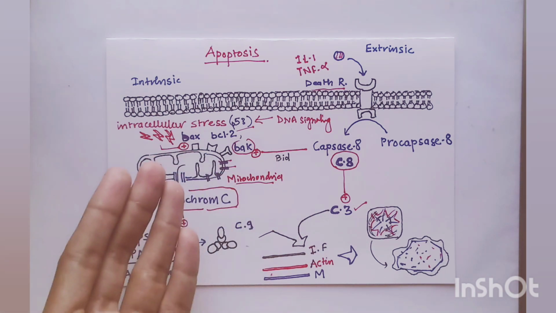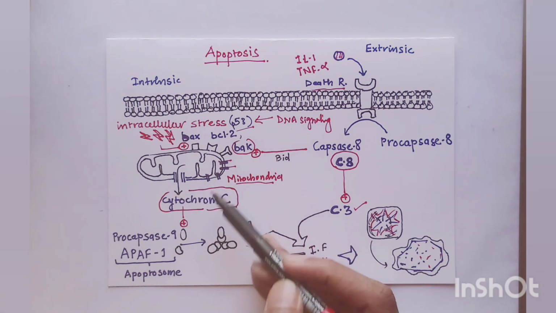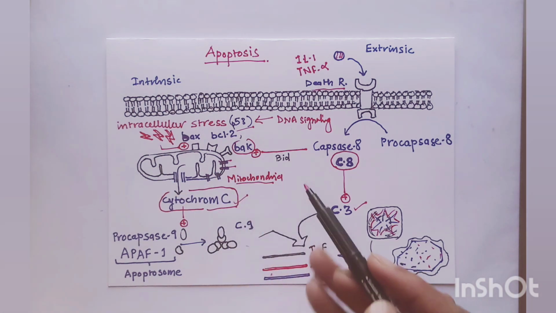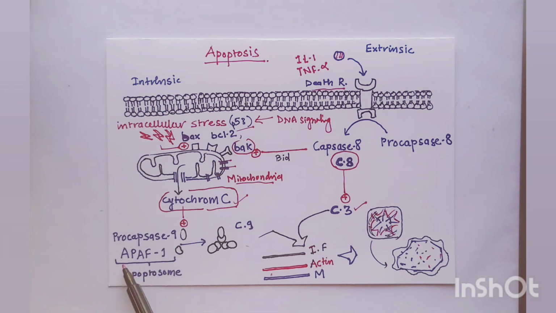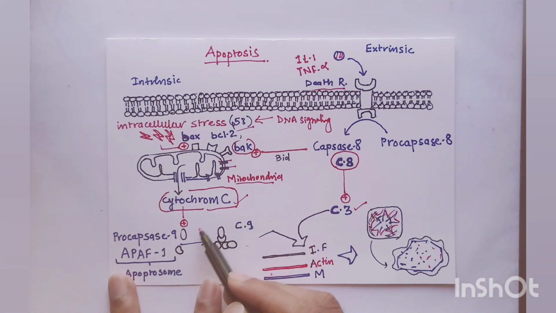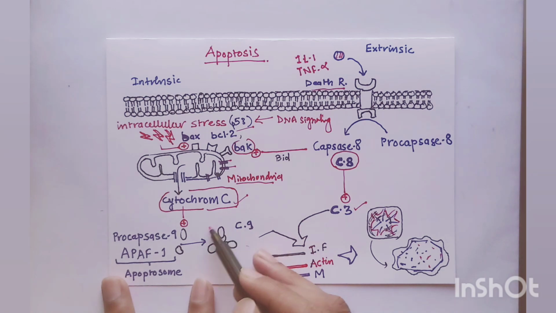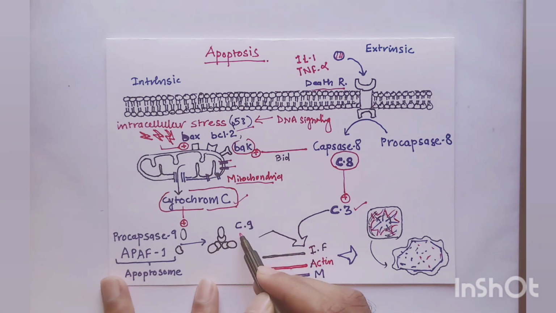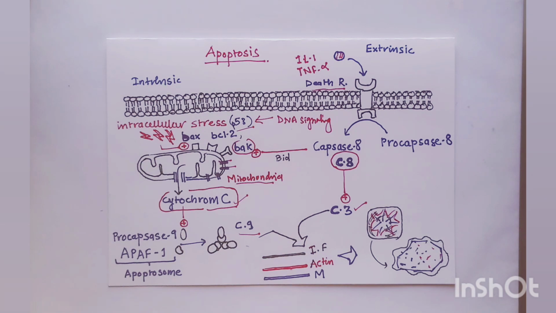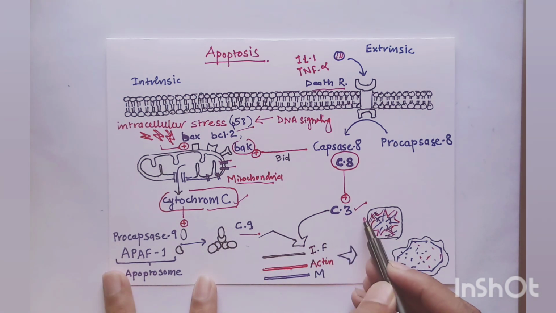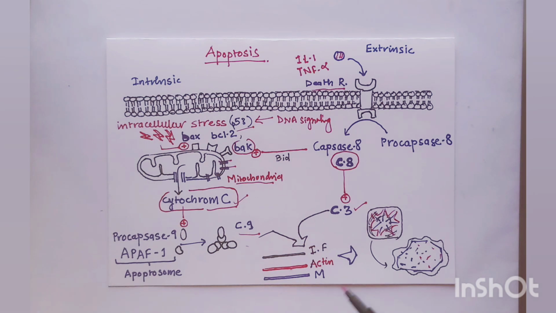So when cytochrome C is expelled out of the mitochondria, this cytochrome C activates procaspase 9 and APAF1. Both of these together are called the apoptosome, and they produce a molecule. This molecule is produced by C9, that is caspase 9. This molecule, along with C3, initiates degradation of these microfilaments.